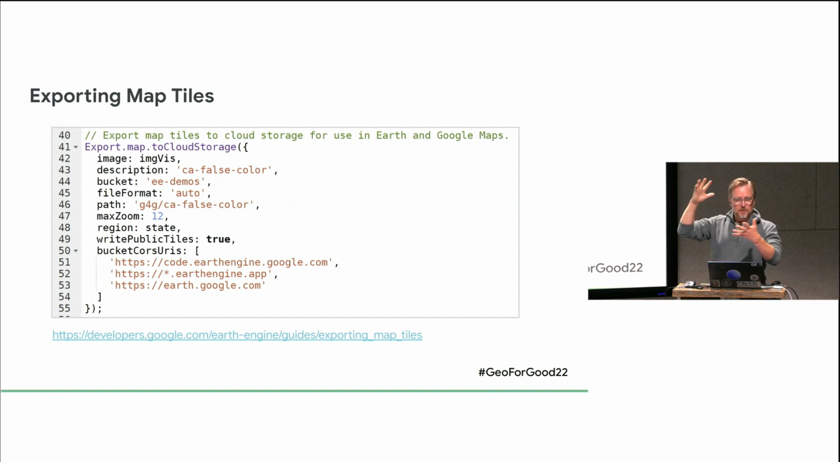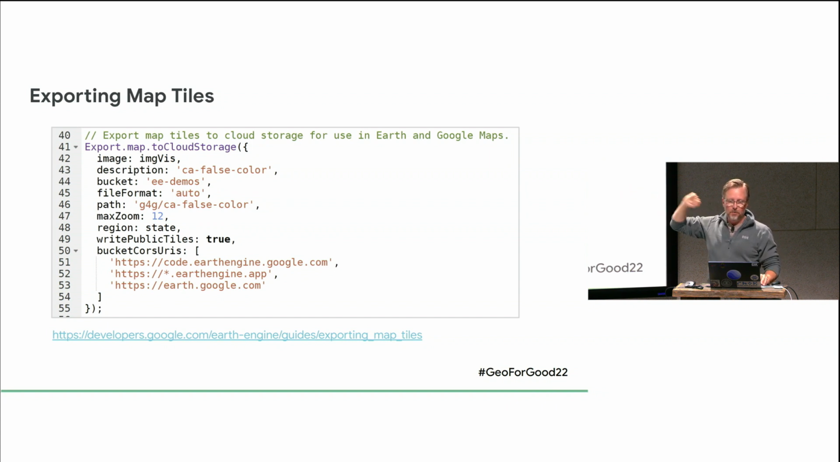We define our maximum zoom level that we want our tiles to go to. We define the region, the polygon that we want to export, whether that's a box or the shape of the state or whatever. And it's good practice to clip your image to that region before exporting. And then we set the tiles to public so that the right permissions are there. They can be accessed online.